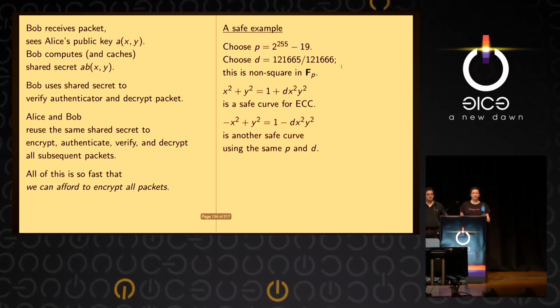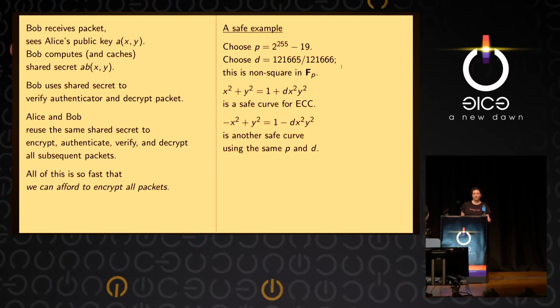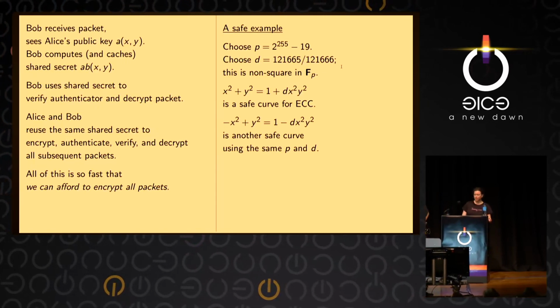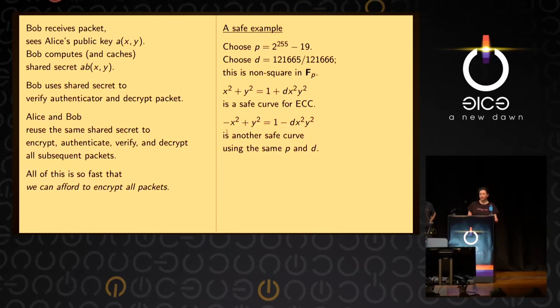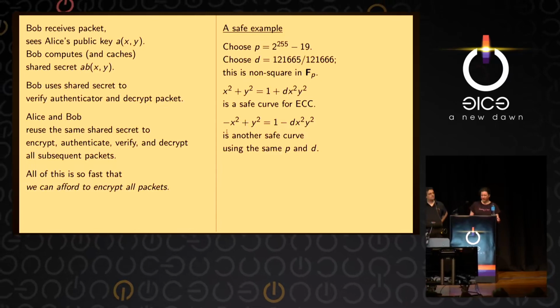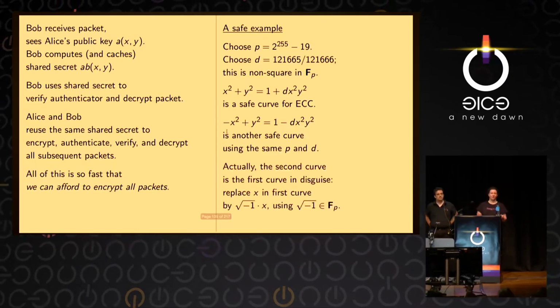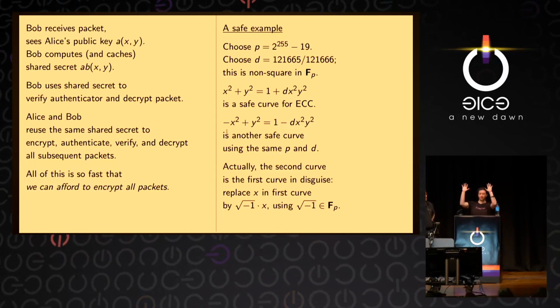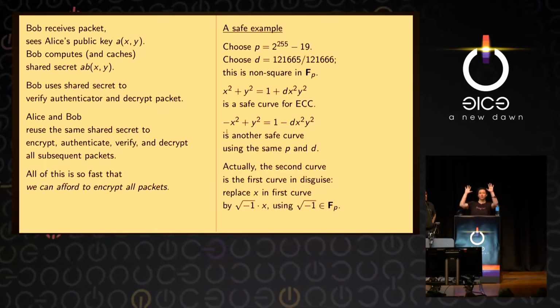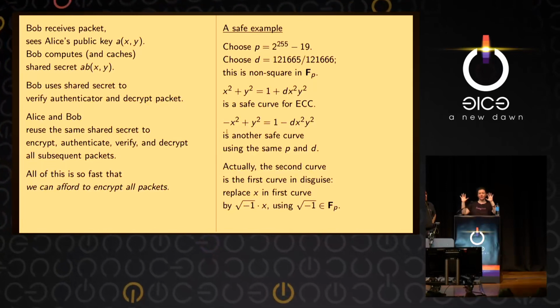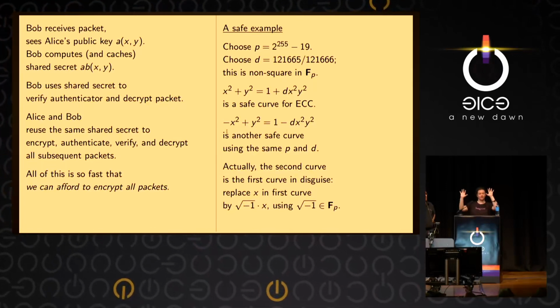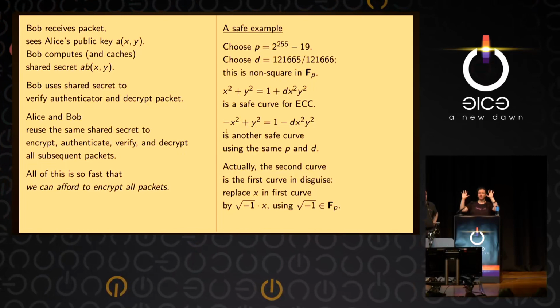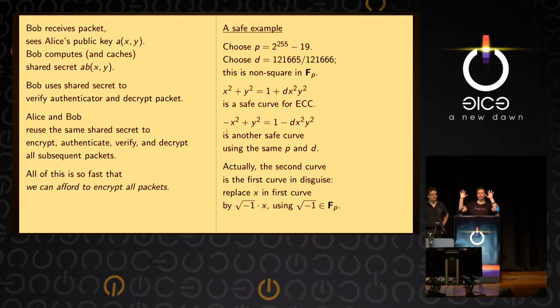Also, here's another Edwards curve. Taking the same D, but just putting a minus there, and putting also a minus in front of the x squared, is another curve. Actually, it's pretty much the same curve. So for every xy that you had before on the first curve, you now have a square root of minus 1 times x, y. Same y, slightly different x. So you're just taking a little tweak, it's the first curve in disguise.